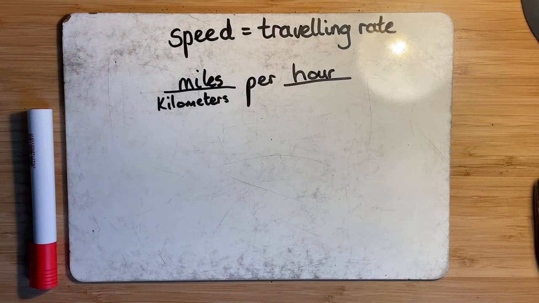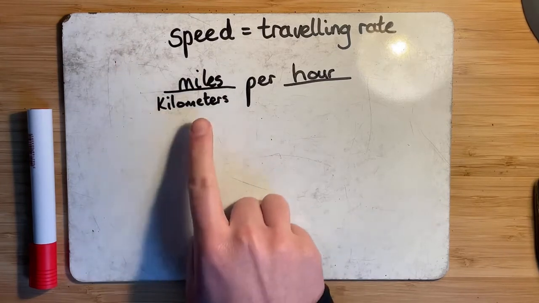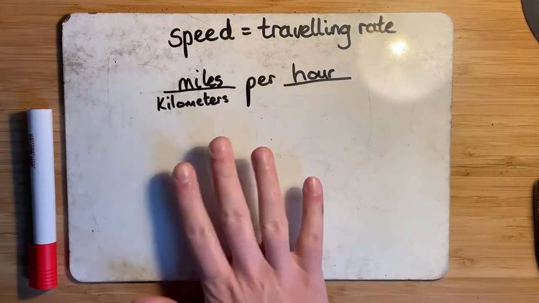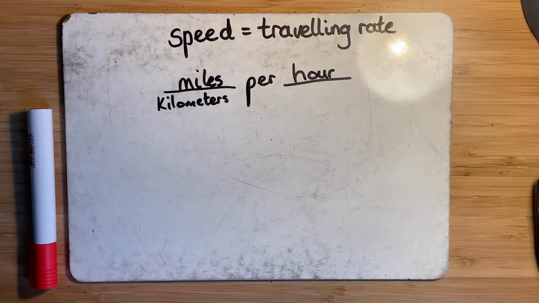The main thing to remember with that though is that what the speed is telling us is how many miles this little car could do in 1 hour if it kept at that exact same travelling rate that it's on just now. So let's have a look at how that would work.